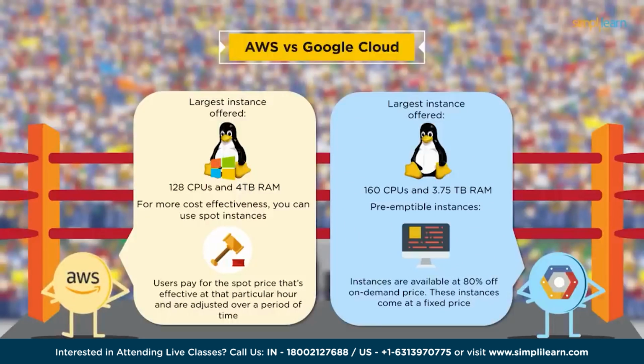Like spot instances of AWS, Google Cloud offers short-lived compute instances suitable for batch jobs and fault-tolerant workloads. They are called preemptible instances. These instances are available at 80% off on-demand price. Hence, they reduce your compute engine costs significantly. And unlike AWS, these come at a fixed price.